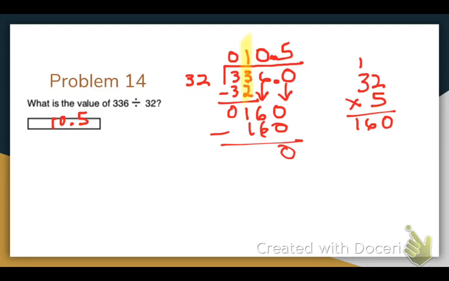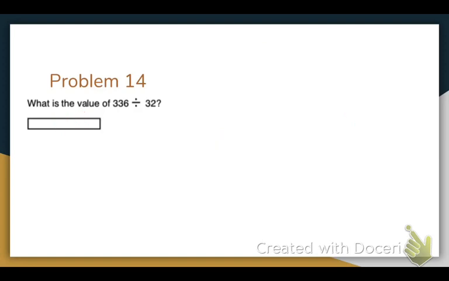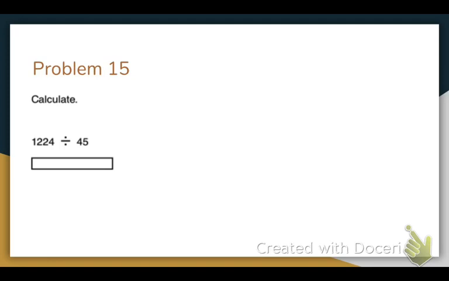Check your work. What did you do wrong? Are you just making minor errors like the decimal? Or did you forget the 0? Did you divide wrong? Did you subtract wrong? We're almost done. You're doing a great job. Here we go. Problem 15.